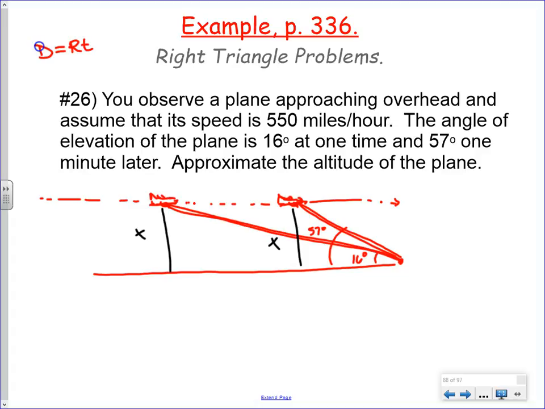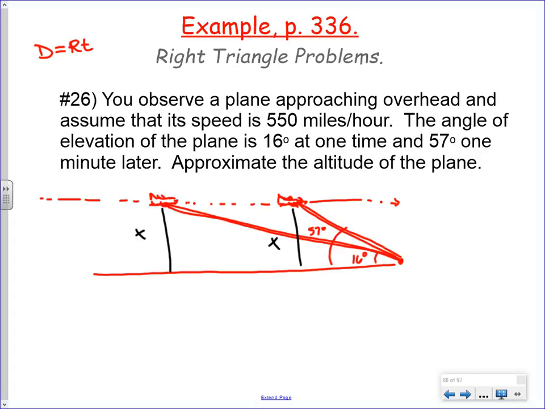How many different triangles do we have? But the altitudes are the same because it's the same plane on the same flight path. And we're saying he's not descending, he's not landing, he's not ascending, he's not going off the runway, he's just flying. And we're just watching him as he goes. But you can only find the distance of the triangle at the 57 degrees.